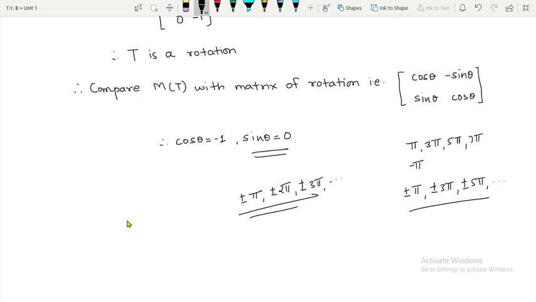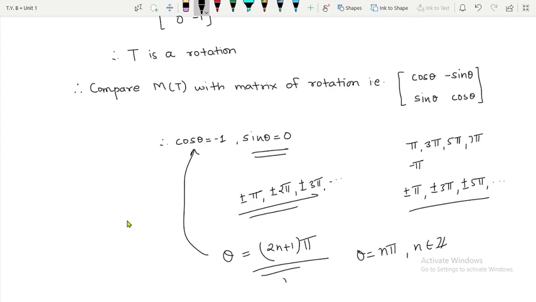In other words, you can say that for (2n plus 1) pi, for this value of theta your cos is -1, meaning odd multiple of pi, and for theta equal to n pi, where n belongs to Z, over here also n belongs to Z, sin is 0. So we want one value of theta which will satisfy both conditions, that cos theta should be -1 and sin theta should be 0.